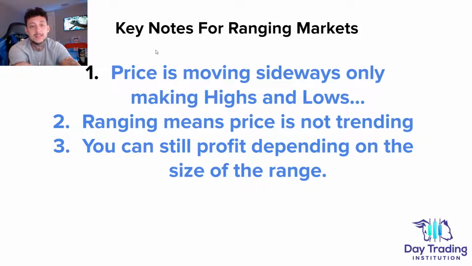Now again, key takeaway notes for ranging markets: price is moving sideways, only making highs and lows. It's not making higher highs, it's not making higher lows. Ranging markets simply mean that price is not trending. Typically, when price is ranging like that, decisions are being made on where price is going to go next. All it's simply doing is accumulating a certain amount of liquidity to make the next move, right? Now, you can still profit, again, depending on the size of the range.